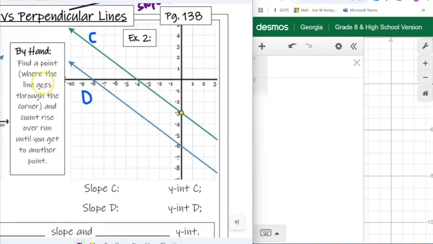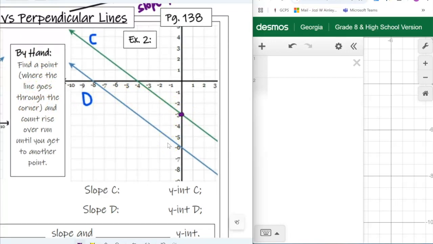So find a point where the line goes through the corner. Here's a point right here. It starts at -3. Then count rise over run until you get to another point. Now be very careful. When you start to count, you don't count 1 over here. You have not moved. This is not 1, this is 0. You count 1 when you move. So first let me identify another corner. If I go through here, the next corner is right here. I'm going from here to here, but I'm going to rise and then run. Again, you are not starting at 1, you start at 0, 1.